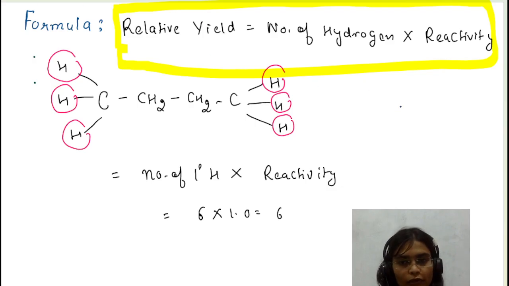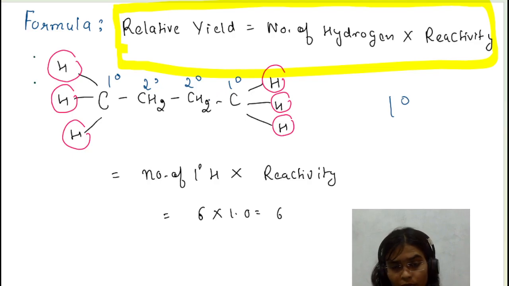Now, first of all, we have to go with the primary carbon, because in this case there are only two kinds of carbon. This is a primary carbon, secondary carbon, primary carbon. In the previous class, we already covered what a primary carbon is and what a secondary carbon is. So the formula says number of hydrogen. Can you just tell me how many primary carbons, how many primary carbons are in this formula?